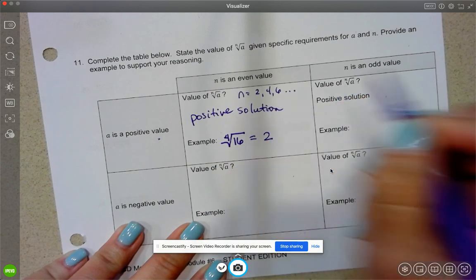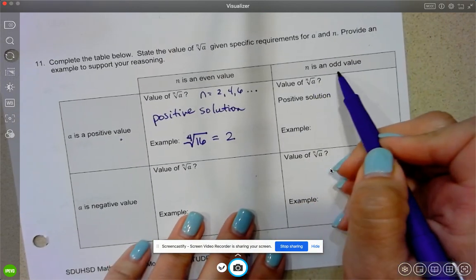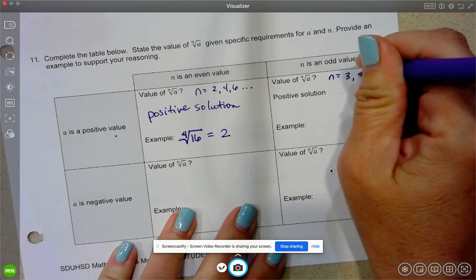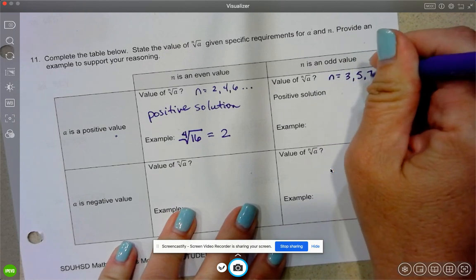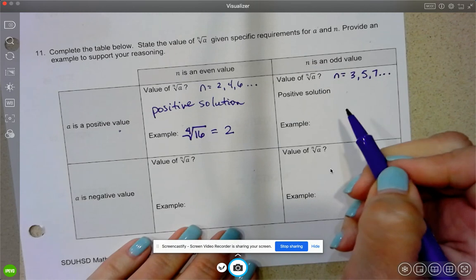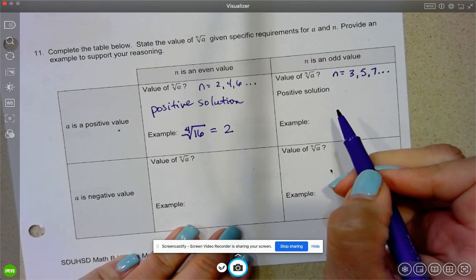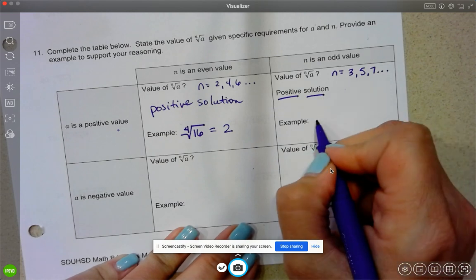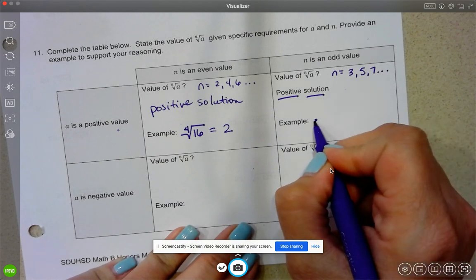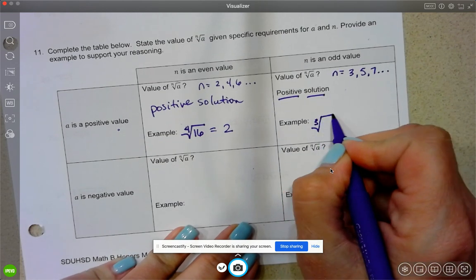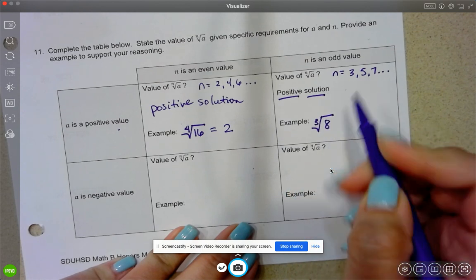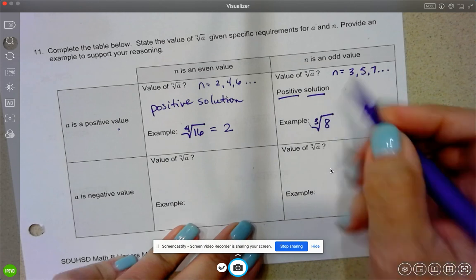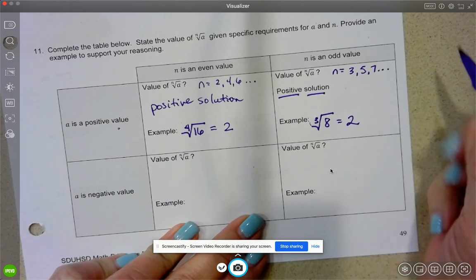Okay, but what if n is an odd value? So what if n was 3 or 5 or 7, something like that? They actually put the answer in here, positive solution. But if you had a cube root of, let's say, 8, so remember a is positive and n is odd. Well, this is 2, so I'm still going to get a positive solution.